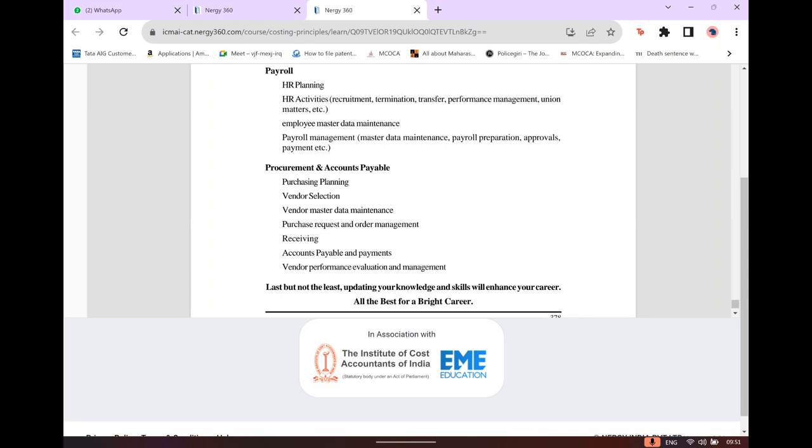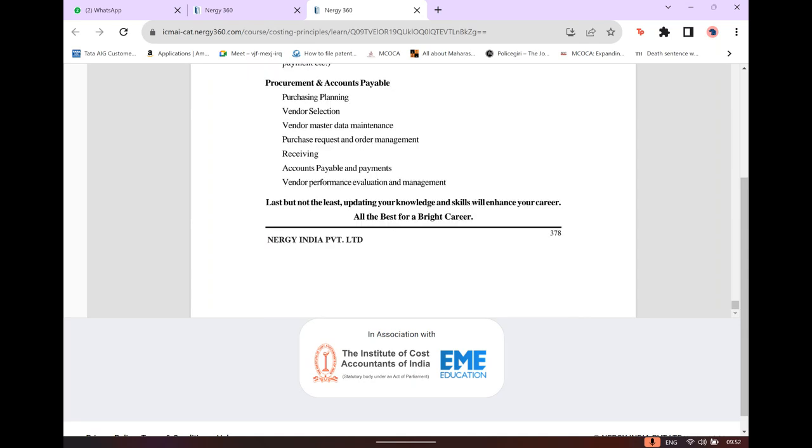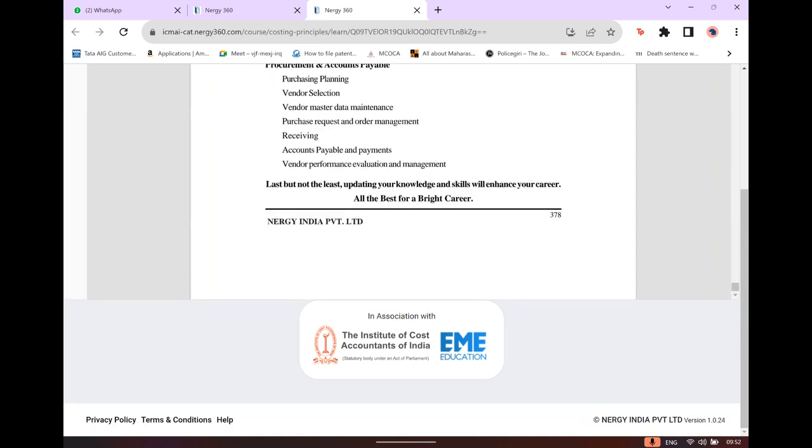Then vendor performance evaluation. You have selected the vendor who had quoted the lowest, but you should ensure that he is providing you quality material or not. If he is not providing quality material, then you can replace him. So you do a performance evaluation and manage the vendors per se. So this is the total syllabus. I think we have revised everything.